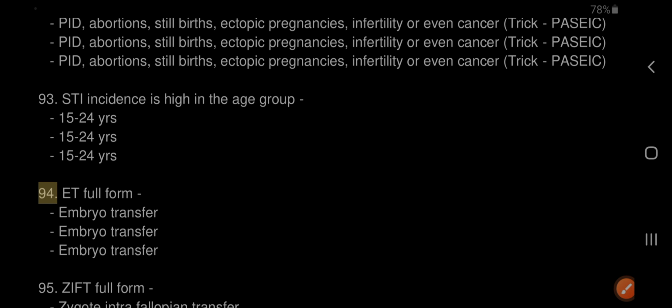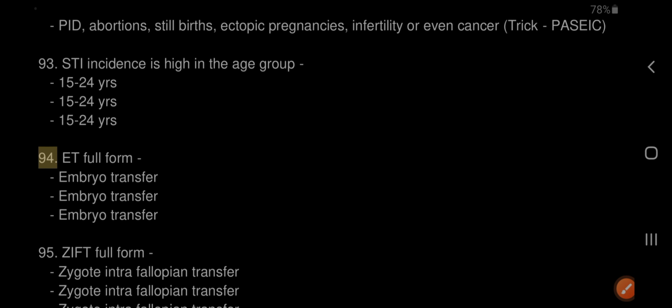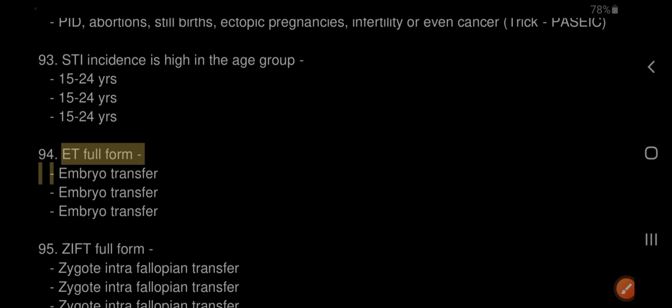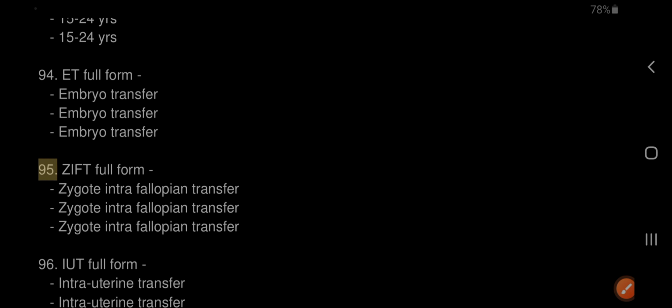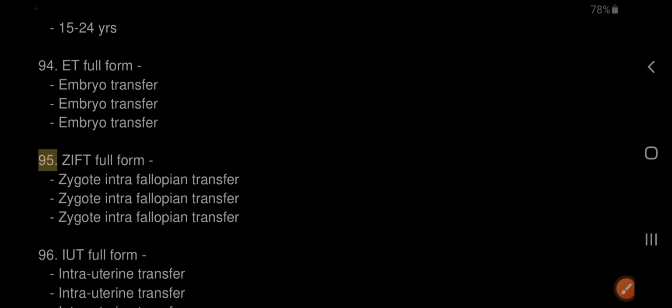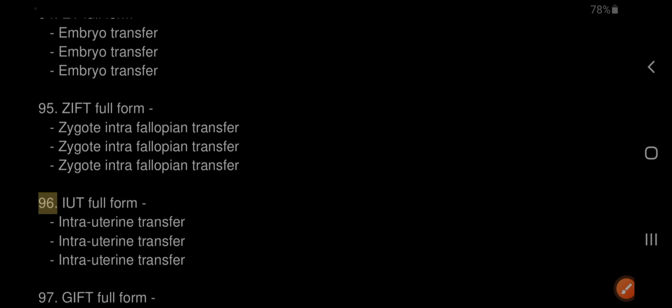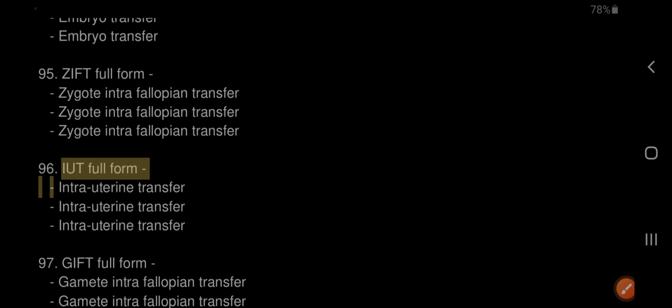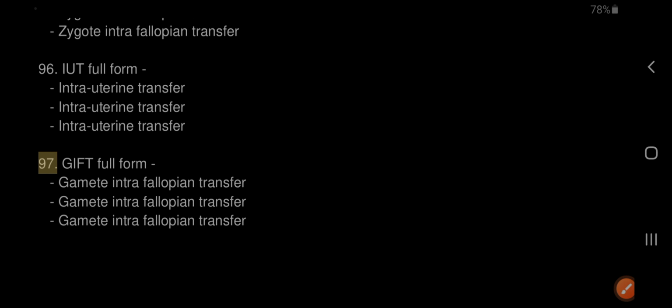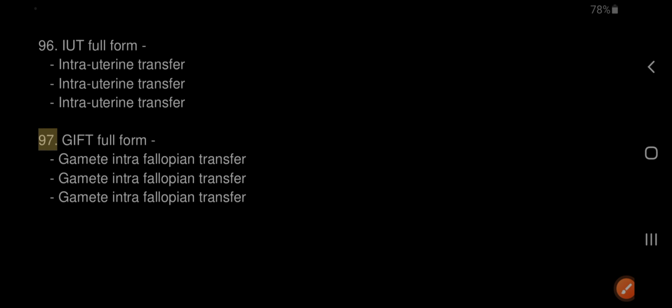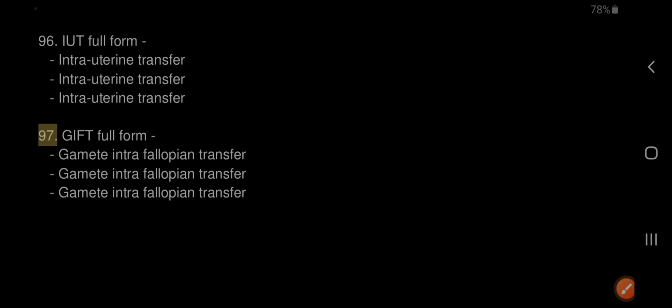94. ET full form. Embryo transfer. 95. ZIFT full form. Zygote intrafallopian transfer. 96. IUT full form. Intrauterine transfer. 97. GIFT full form. Gamete intrafallopian transfer.